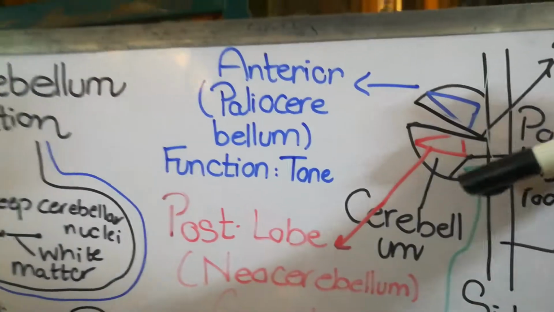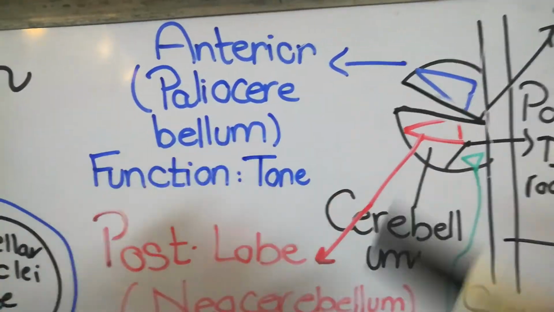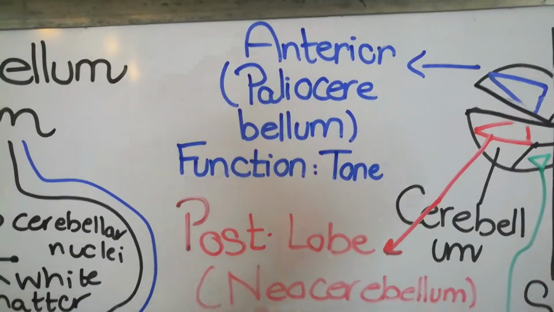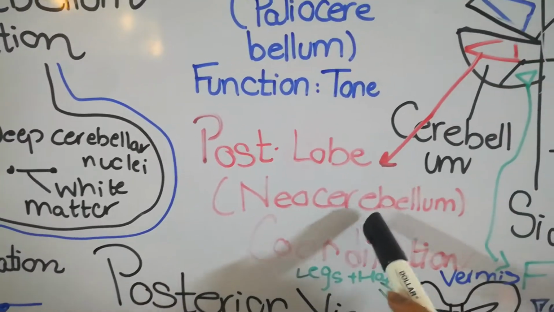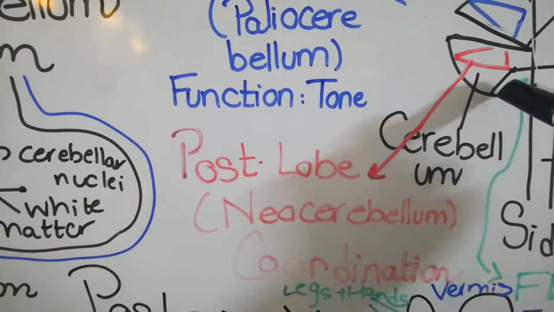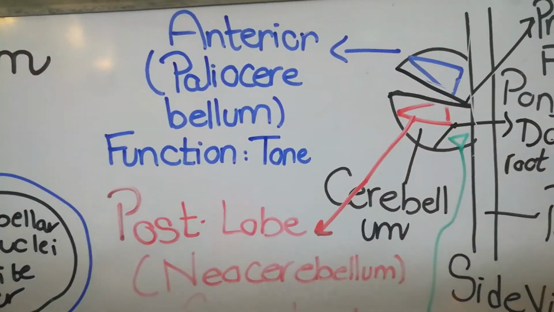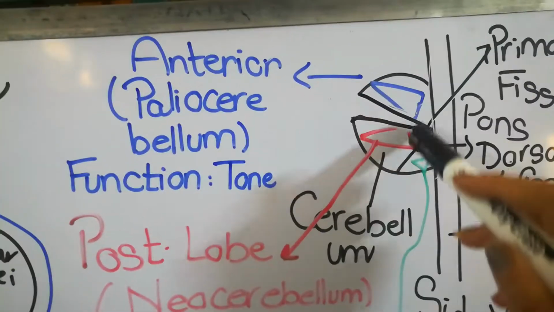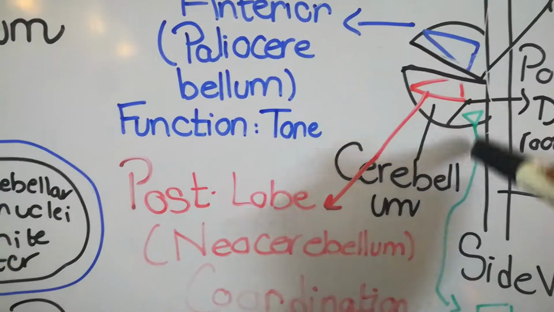Now coming to the back of the cerebellum. On the back, there is another lobe. We can say that is the posterior lobe, or the other name, the neocerebellum lobe. Its function is coordination. So all the coordination of the sequence of how the biceps muscles must contract, must relax in one way, is done by the posterior lobe or the neocerebellum of the cerebellum.